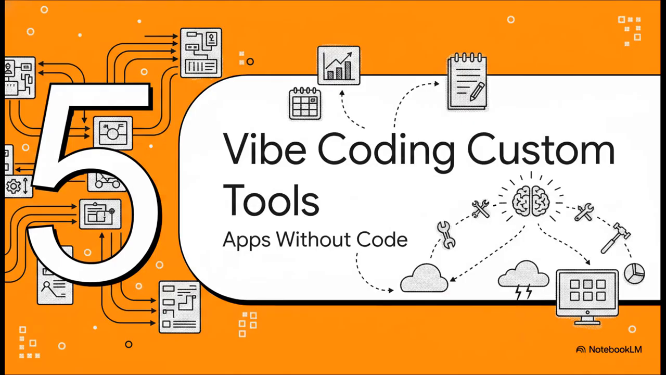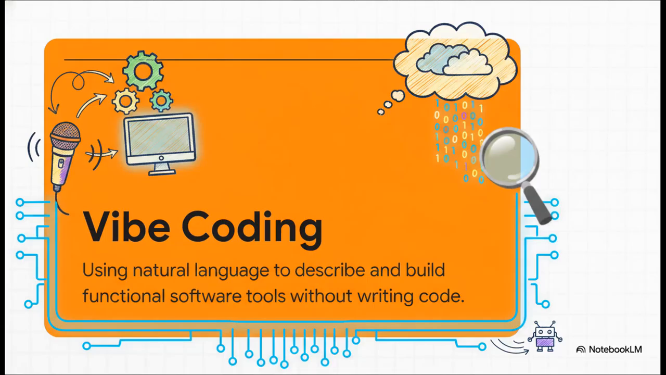Let's move to section 5, vibe coding custom tools, building mini apps without code. Now we're shifting gears to what is arguably the most wild feature in this entire update, the ability to build your own software, right inside the software. This is called vibe coding. So what is vibe coding? It's using natural language to describe a functional software tool you want, and the interface actually builds it for you without you having to write a single line of traditional code. Think of it like having a senior software developer sitting right next to you, building exactly what you need just by listening to you describe the vibe of the utility.